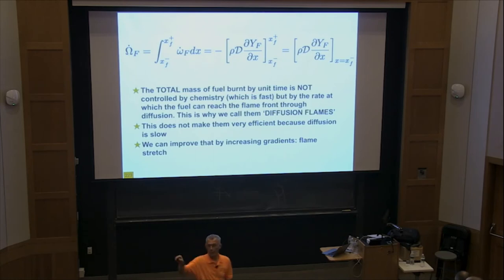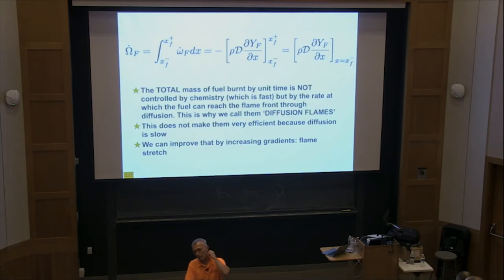If you're lazy on the fuel side and you have a small gradient and things are going slowly, he will just wait and say, I'm ready to burn, but I have nothing to burn, okay? So the overall rate of consumption will not be controlled by him, he's so fast. It will be controlled by you. If you are slow to bring your fuel, nothing will happen. That's why we call it a diffusion flame. That's why they are not good, because if this gradient is small, it's not going to go very rapidly.